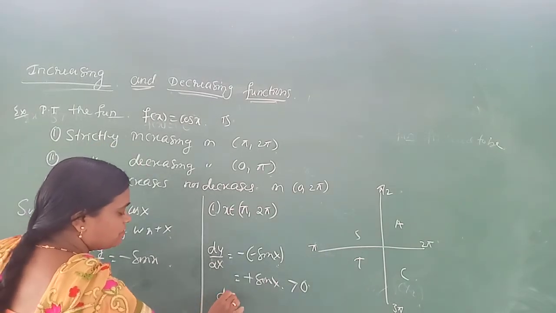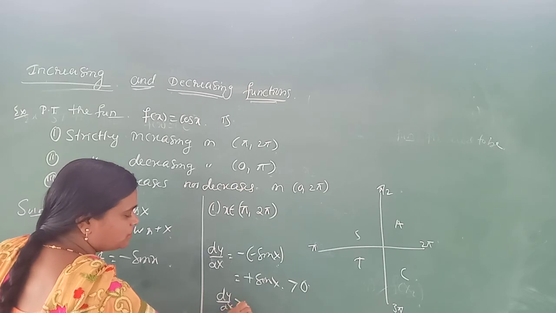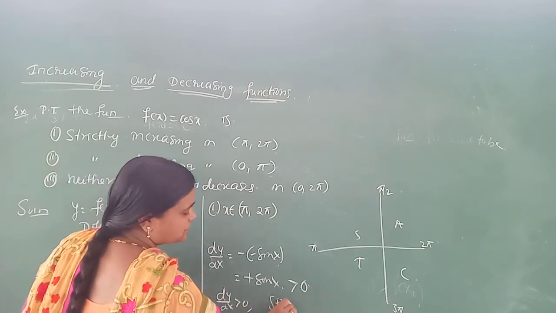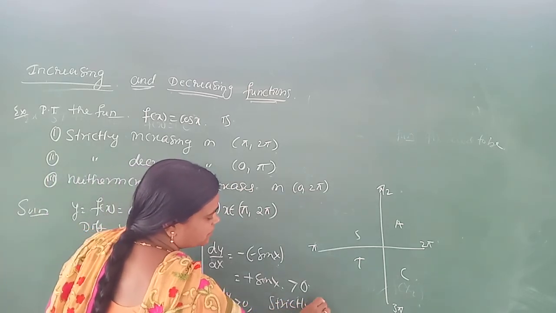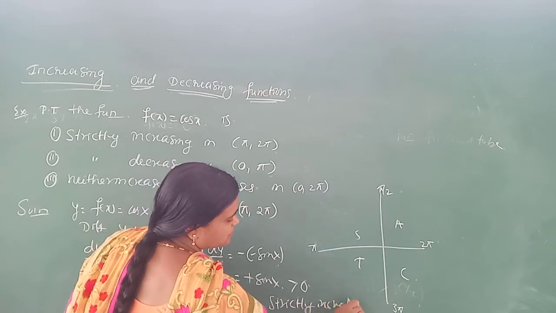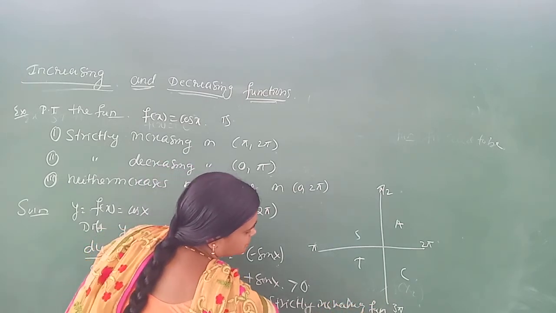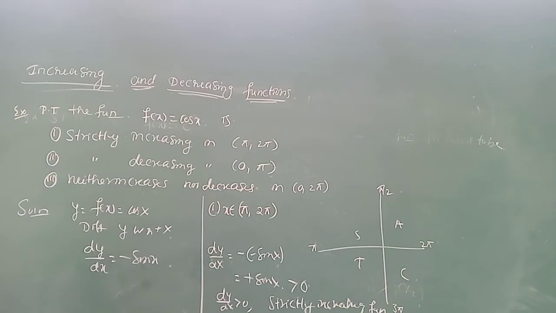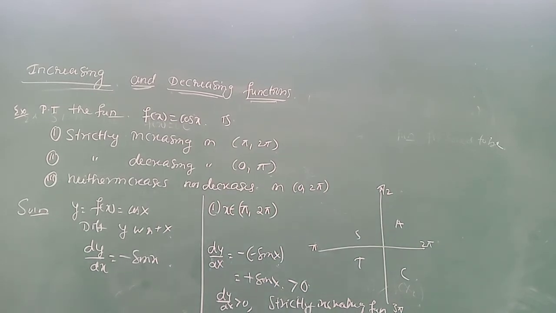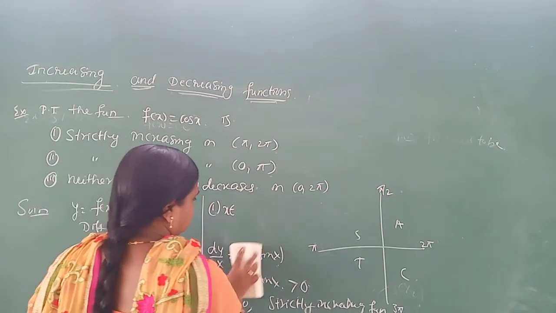Therefore, dy by dx is more than 0 means it is a strictly increasing function. Strictly increasing function. We can do like this. Okay. Next step.